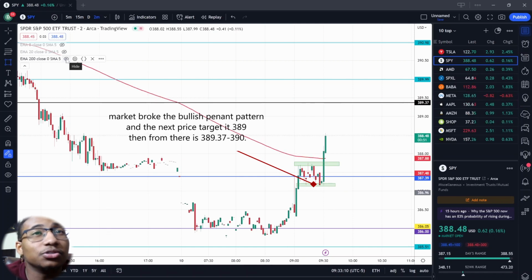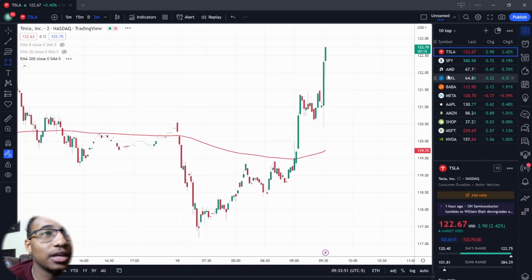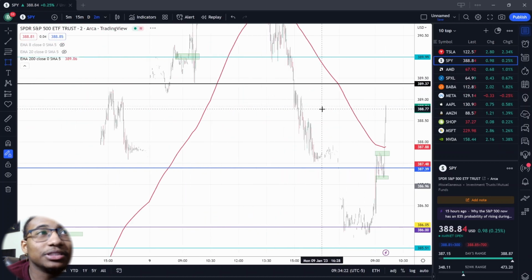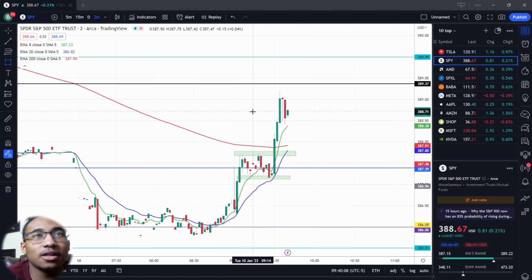It goes past the 200 MA. So if you know by now, I don't like directly looking at my MAs because for a lot of people it can confuse them. I like to have my charts pretty much clear. So the market's going up to about 389 that I'm seeing right now. The rest of the market is pretty bullish.